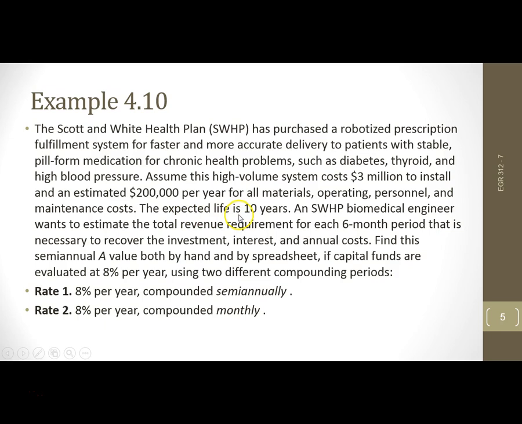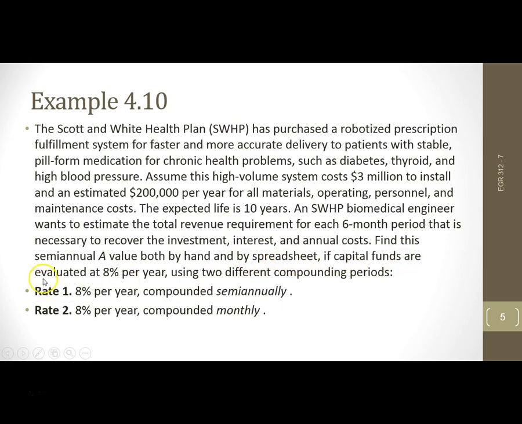The expected life is 10 years and the SWHP biomedical engineer wants to estimate the total revenue requirement for each 6-month period that is necessary to recover the investment, interest and annual cost. Find the semi-annual A value both by hand and by spreadsheet. We are not going to do it by hand, just by spreadsheet.